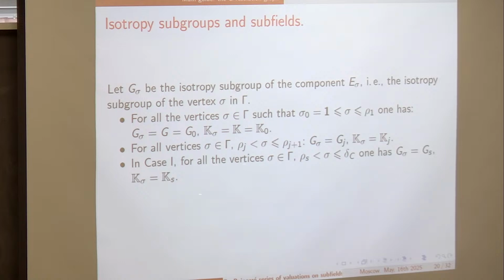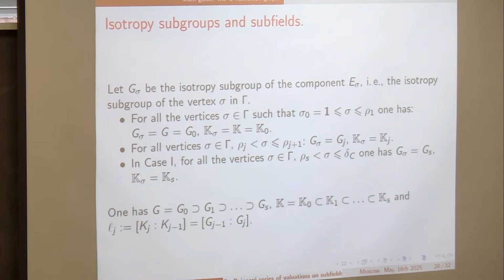In case 1, for all vertices after the last branching point, you have the smaller group and the bigger field. So for each branching point, you have some group, and you have a sequence of groups, each one inside the previous one, and a sequence of fields. And of course, you have these numbers, which are the dimension of Kj over Kj minus 1, or the index of the subgroup Gj+1 over Gj.